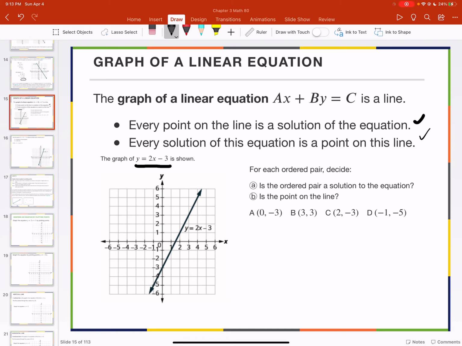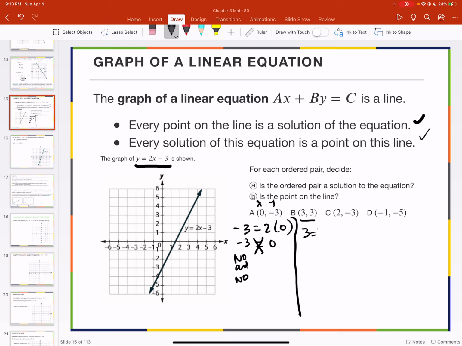Okay, so for each ordered pair, let's decide A, if it's a solution to the equation, and B, if it's a point on the line. So if A is yes, B is yes, right? And if A is no, then B is no. So let's plug this in. We have x and y. So negative 3 would equal 2 times 0 minus 3. Does negative 3 equal 0? No. So it's not a solution, and it's not a point on the line. No and no.